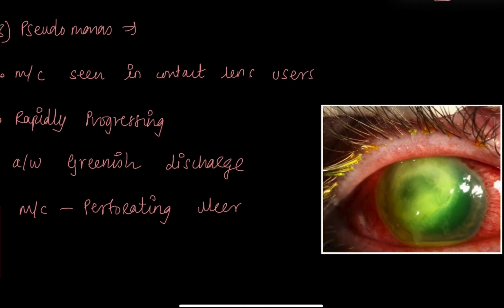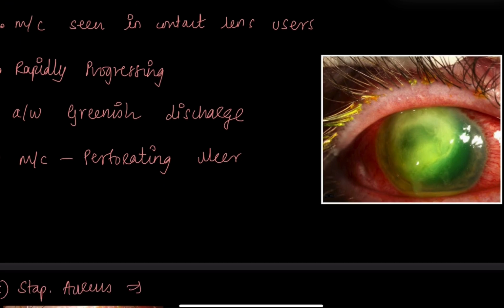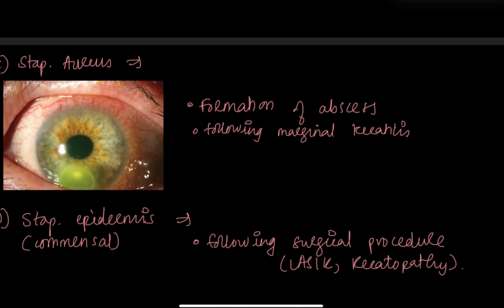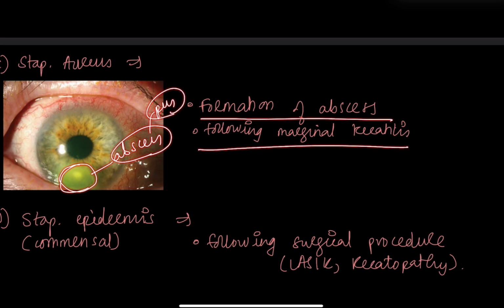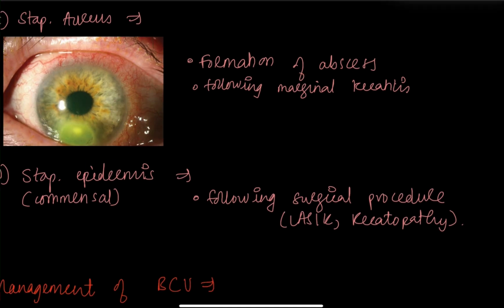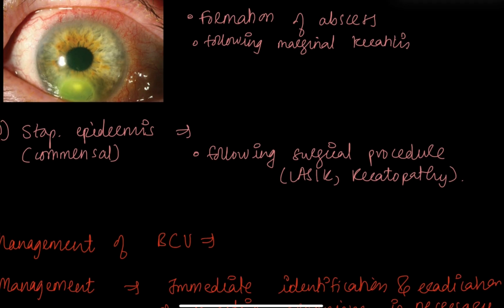Next, as you can see, greenish discharge of the eye is seen. It is the most common cause of perforating ulcers, so it is also the thing which will cause perforation. Staph aureus will form an abscess, and this abscess will be filled with pus. There is formation of an abscess and it is mostly marginal. So Staph aureus will form marginal keratitis and abscess.